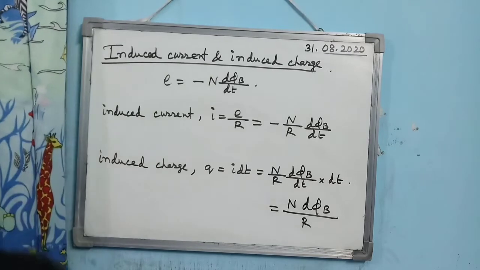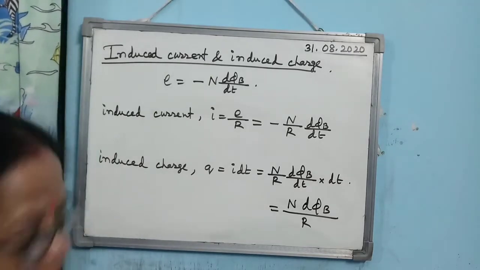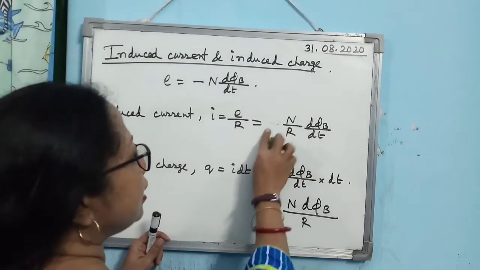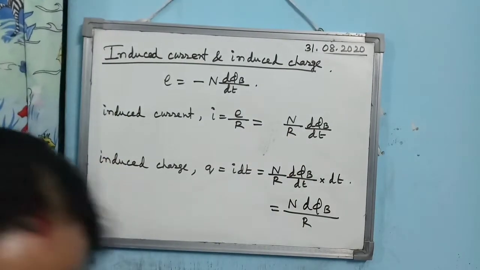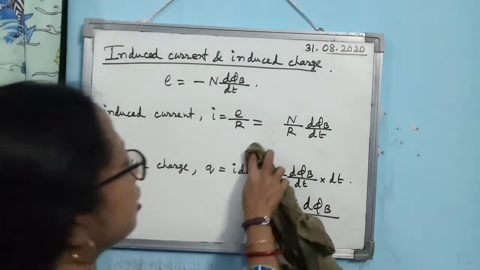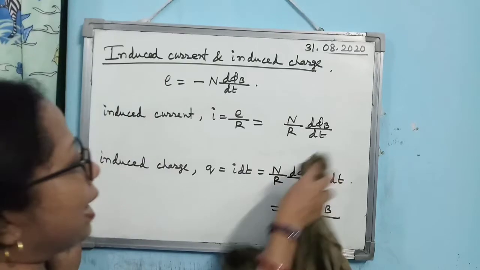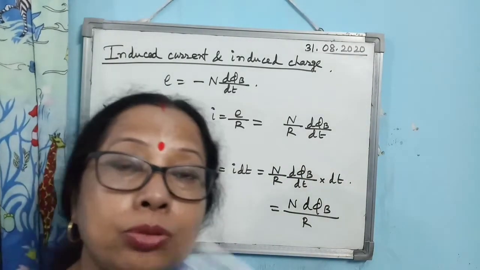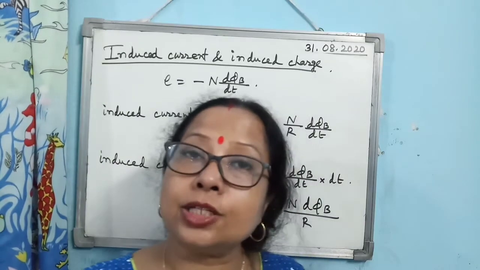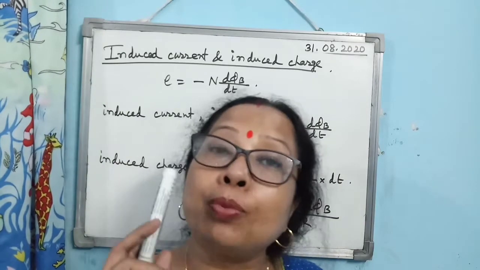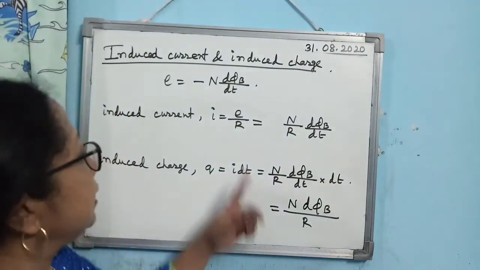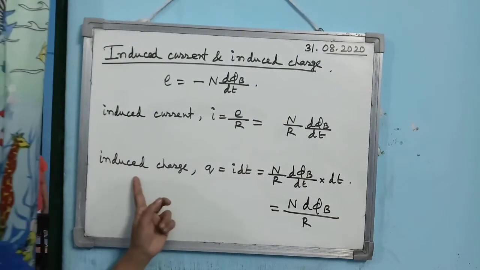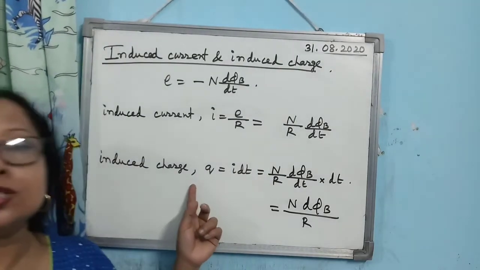Now you can just neglect the negative sign, because here it is coming due to the fact that the current opposes the cause. So if you consider only the magnitude, you don't have to write the negative sign. The negative sign is coming due to the fact that the direction of the current should be such that it opposes its cause.